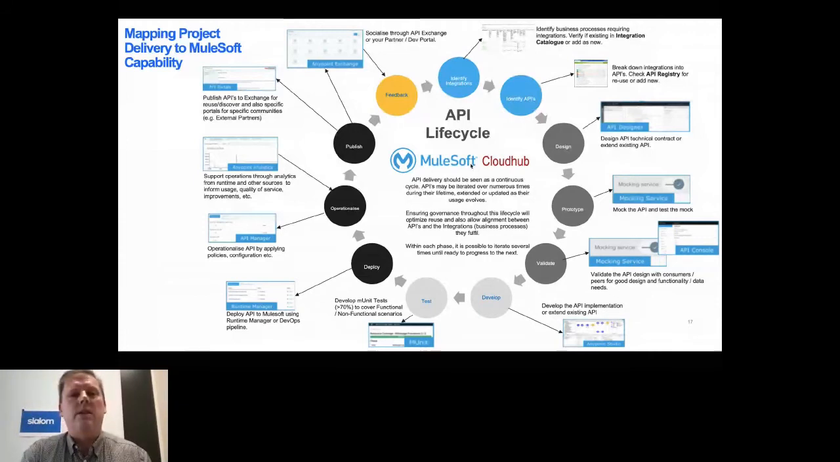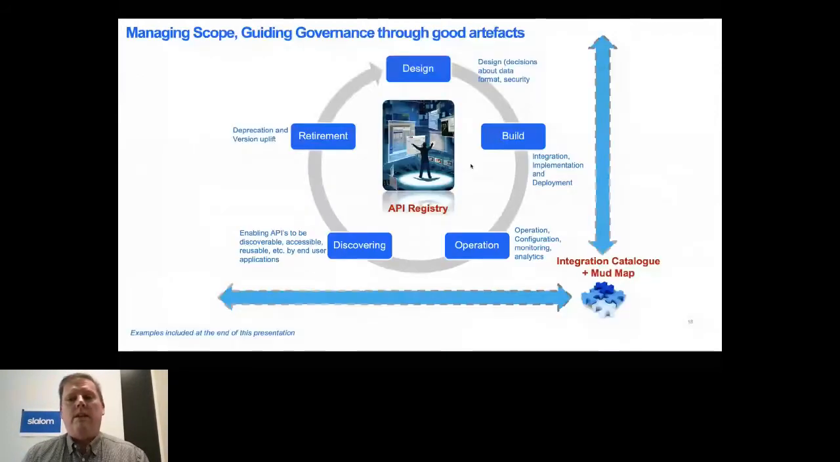Equally, governance artifacts are really important, I think, in a C4E. One of the things is to have some way at the outset of managing scope and managing deliverables. You know, what integrations are you going to build and where are they at in their life cycle? Not everything will sit in Exchange on day one. You have to start from somewhere. So you do need to have an integration catalog or something like that that sets out the scope for your C4E and ultimately the scope of all integrations.